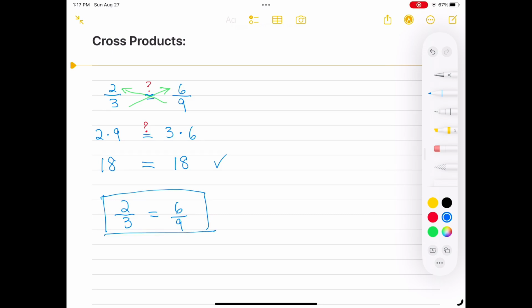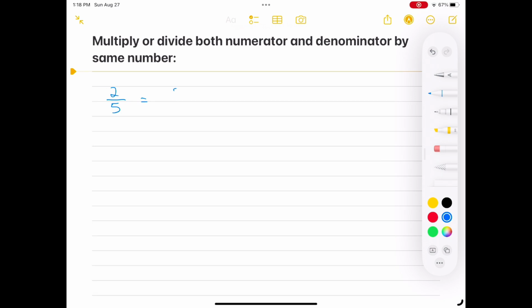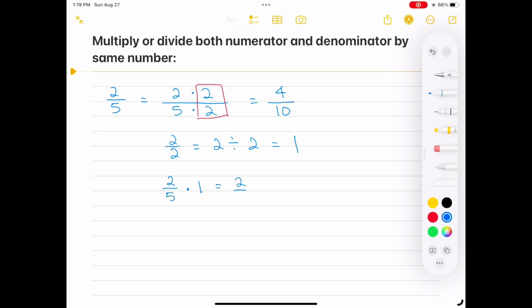The other way to check if fractions are equivalent is we multiply or divide both the numerator and denominator by the same number. So here we have the fraction 2/5. If we multiply both the numerator by 2 and the denominator by 2, we get the fraction 4/10. 4/10 is equivalent to 2/5. And think of the 2 that you're multiplying above the fraction bar and the 2 below the fraction bar as 2 divided by 2, which equals 1. So any number multiplied by 1 equals itself.